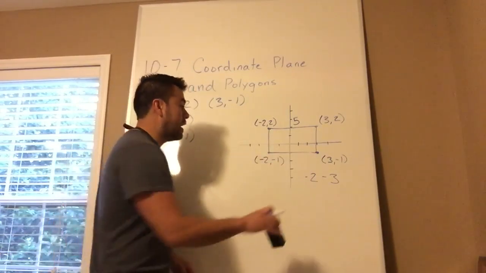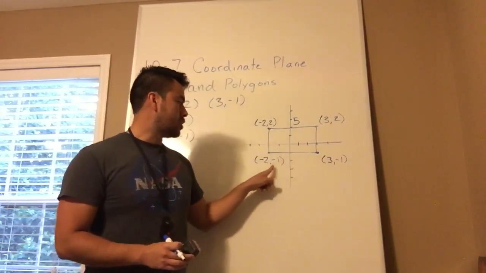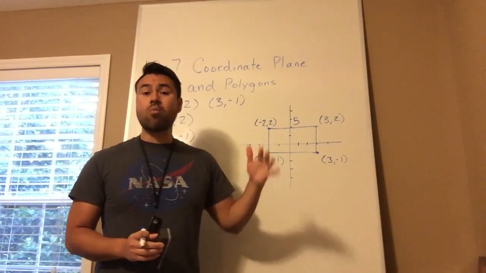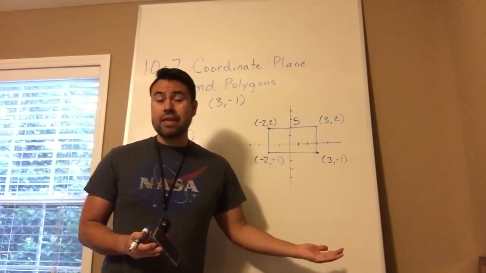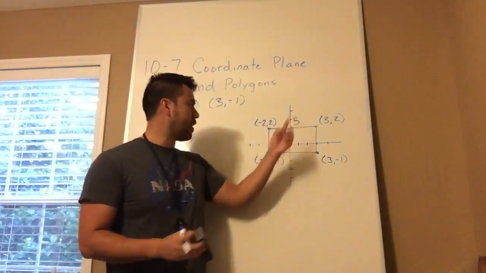Okay, if I have two coordinate pairs that have the same y value, then I subtract their x coordinates, right? And that'll get me 5 or 5 up here.